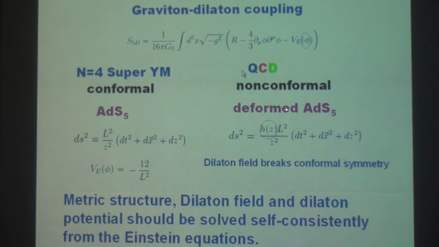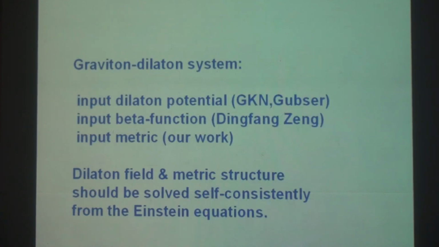And actually there are three different ways to do that. For example, maybe somebody here knows the GKN group, who input, and also Gursoy. They input this dilaton potential, and of course, this dilaton potential in some sense can resemble the beta function. And then they can solve this metric.